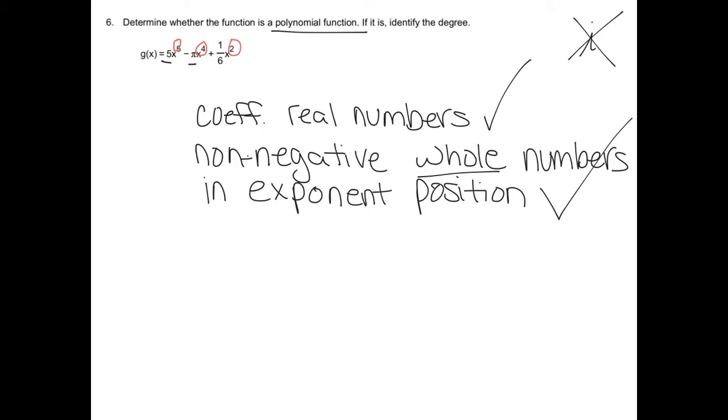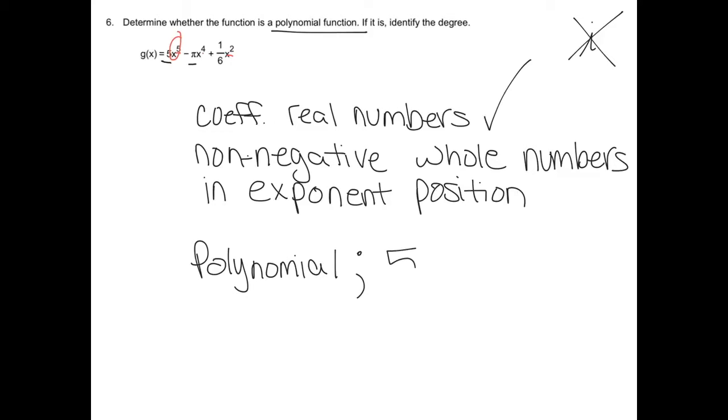Therefore, I can say that I do have a polynomial function, and now I want to know what the degree of the polynomial function is. The degree is the highest exponent, or the largest exponent. Between 5, 4, and 2, the largest value is 5. So the degree of my polynomial is 5.